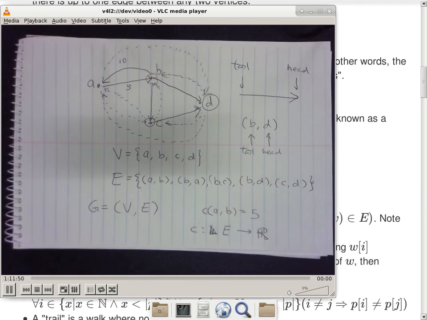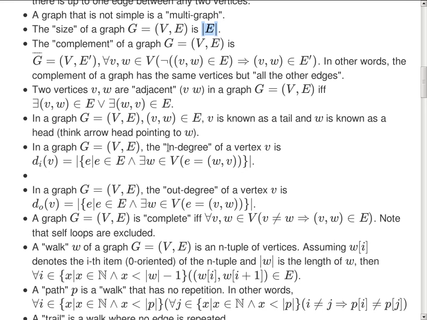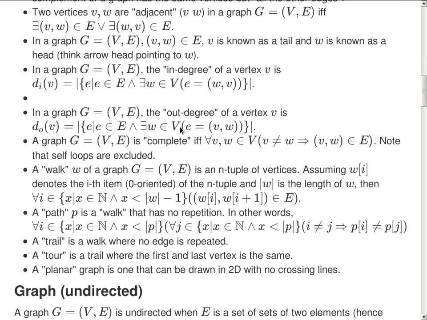Or it's unreachable, I should say. Okay, so with the in degree, there's an out degree, which is exactly the opposite. How many edges are going out of a particular vertex? A graph is complete if for every pair of vertices that are not the same, not identical, there's an edge, then the graph is considered complete.